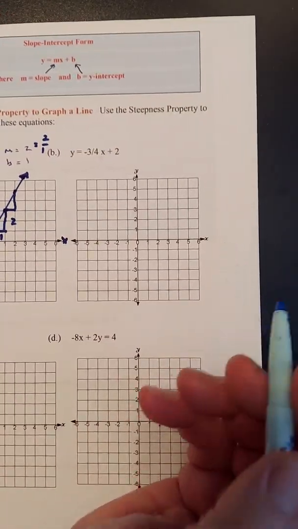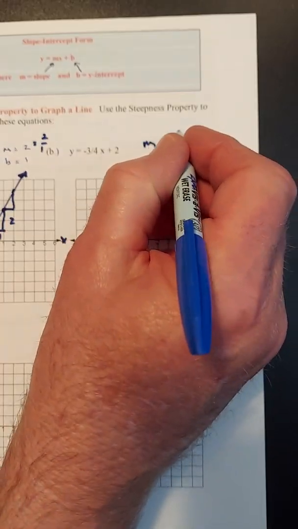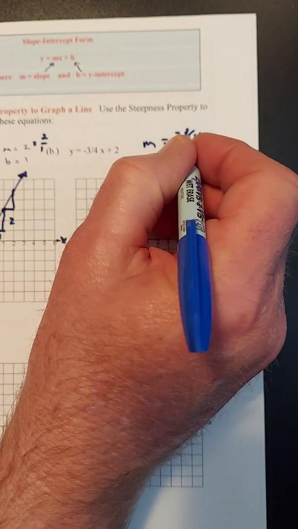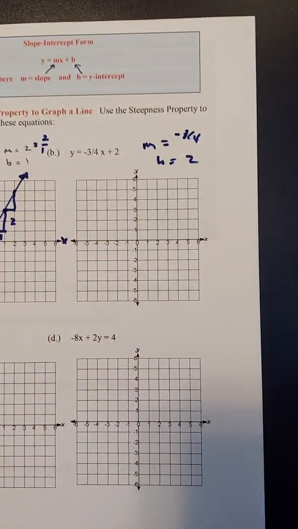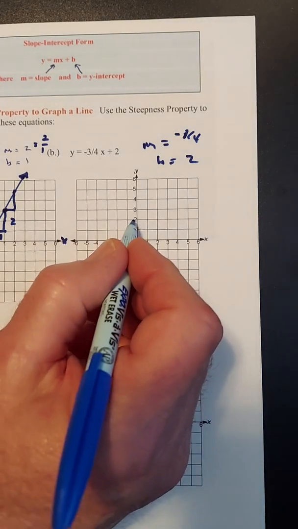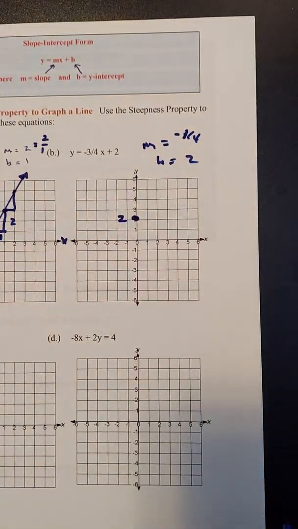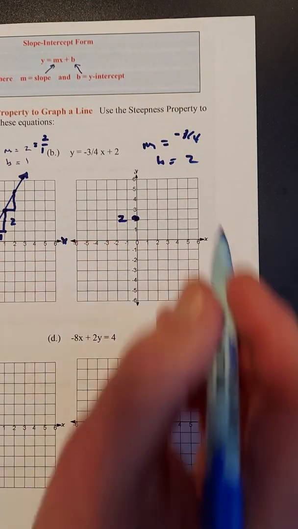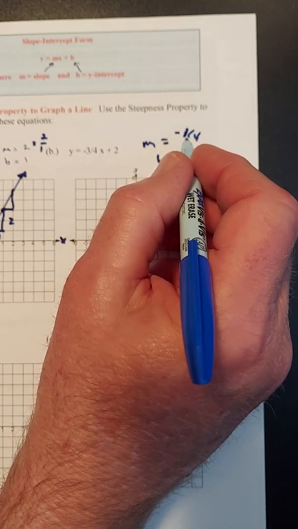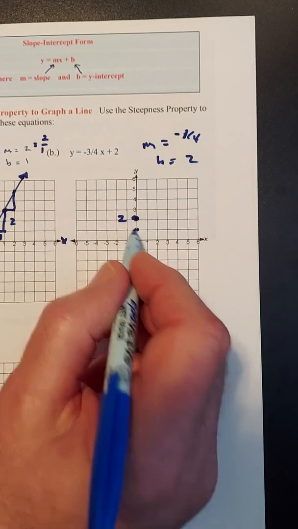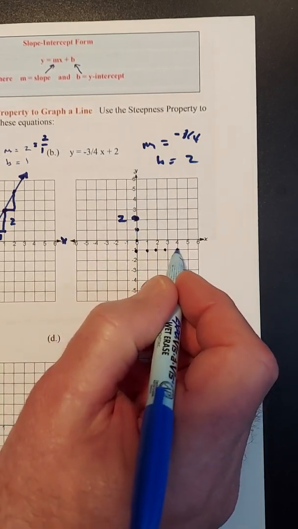Okay. On this one, it says y equals negative 3/4 x plus 2. So the slope is negative 3/4, and my intercept is the plus 2 at the end. So on the y-axis, I'm going to locate the 2. You always start with the y-intercept. And this says negative 3 over 4. That means down 3 over 4. Down 1, 2, 3. And 1, 2, 3, 4.